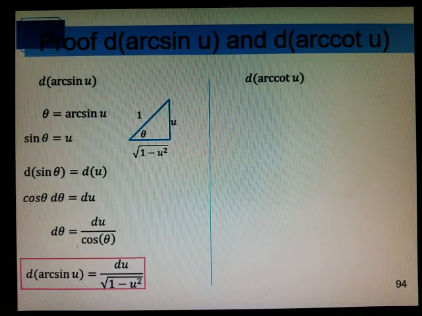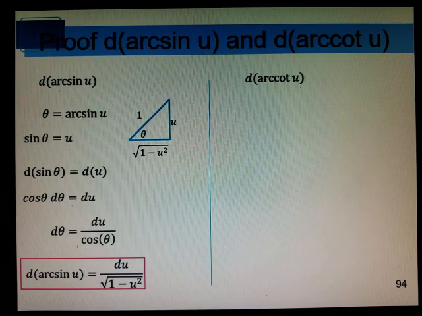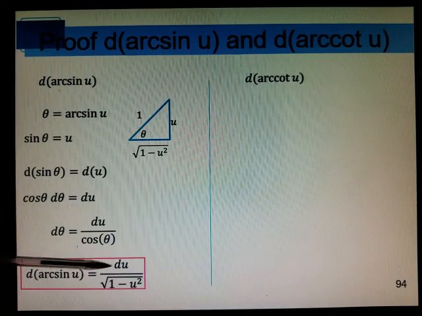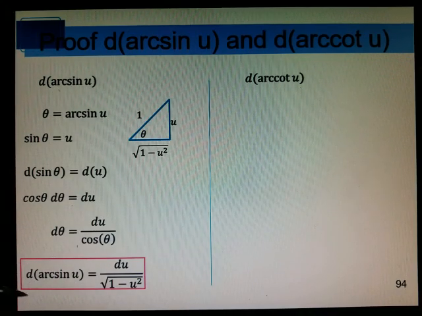And there's my rule. So again, we're looking into some proofs of derivatives of the arc sine of u, arc cotangent, arc secant, all these different arcs. So the derivative of the arc sine of u is right here. Now this is on a pink formula sheet that we will give you in class. So please ask me for the formula sheet if you haven't picked one up already.